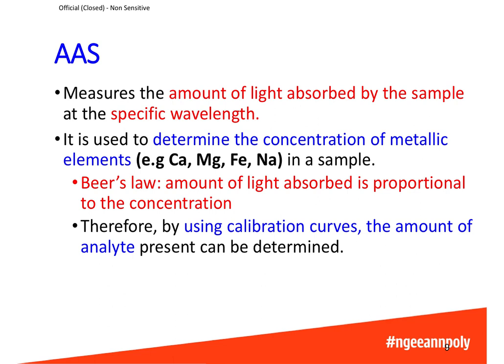So atomic absorption spectroscopy measures the amount of light that is absorbed by the sample at that specific wavelength. AAS is used to determine the concentration of metallic elements such as calcium, magnesium, iron, and sodium that are present in a sample. Beer's law applies, which is that the amount of light that is absorbed by the sample is proportional to the concentration of that sample. Therefore, we can construct calibration curves using solutions of known concentration. And from the calibration curve, if we know the absorbance of the sample, then we can determine its concentration.